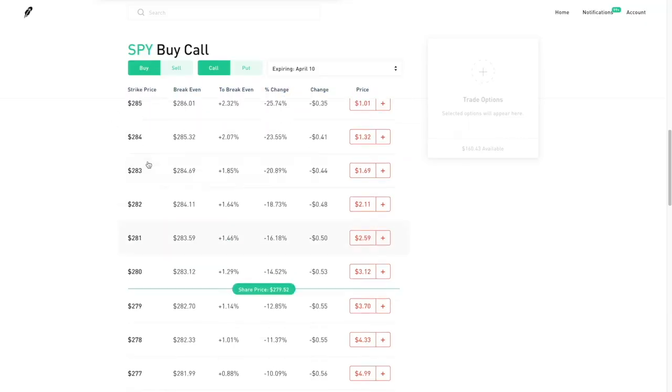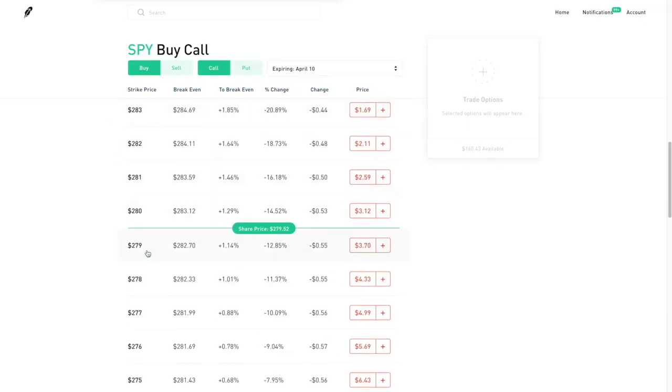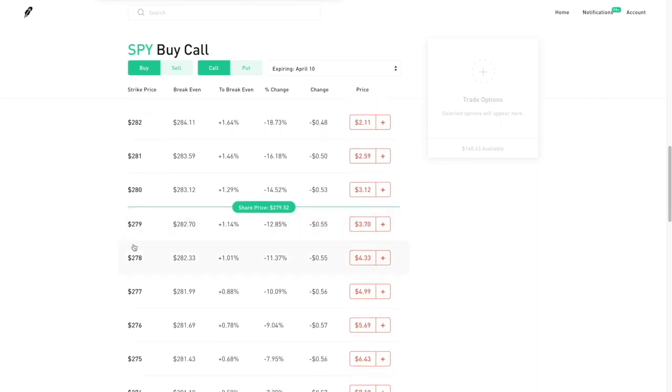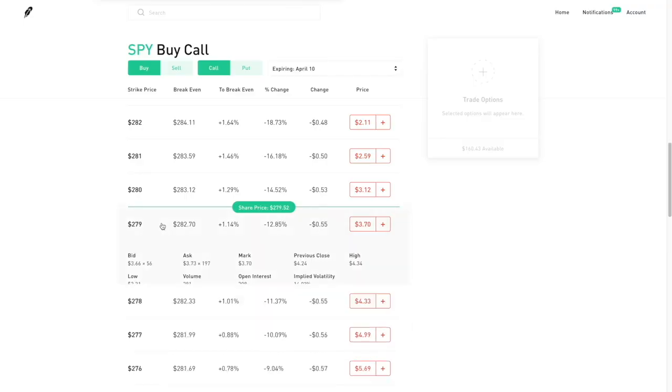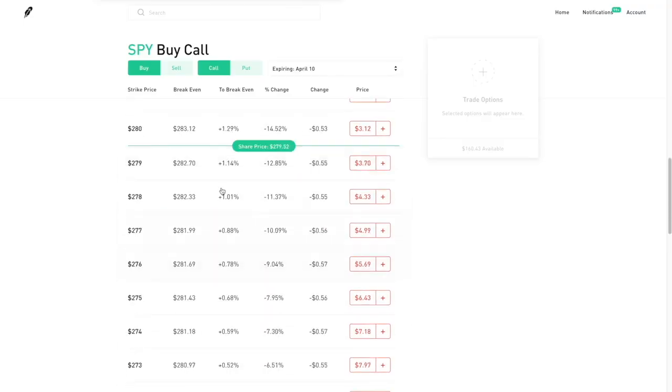The strike price means that this is the price that you're assuming the stock is going to be by April 10th. So as a buyer, you are looking at the strike price because this is what is going to matter in terms of how much in the money the option is, how far out of the money the option is. So if SPY is currently trading at 279.52 and this strike price is at 279, that means that this option would be considered in the money. As you can see, it's a nice little break.